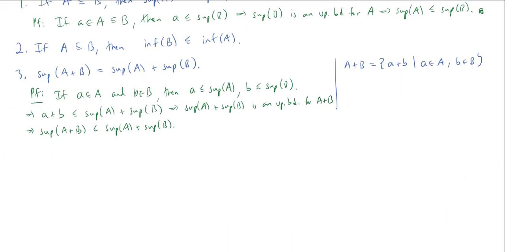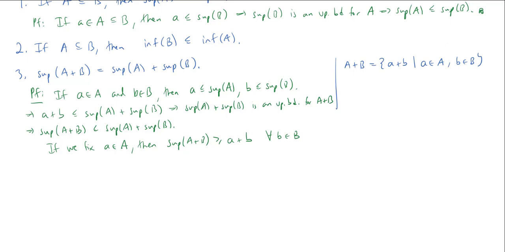Okay, so now going the other way, if we fix some a in A, then the supremum of A plus B is of course going to be at least as big as a plus b for all b in B. Here a is just some fixed element in A, and now I let b go through all elements in big B. The supremum of A plus B will be at least as big as all of those elements.